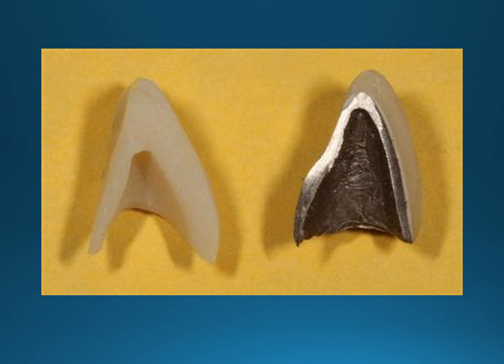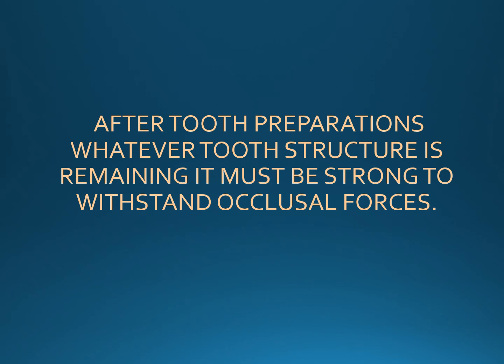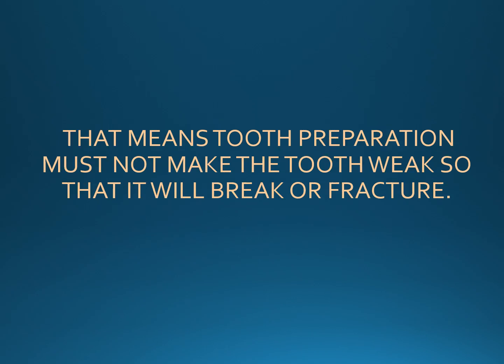This ensures that the tooth structure is not arbitrarily removed, and preparation is done only according to the desired prosthesis. After the tooth preparation, whichever tooth structure is remaining must be strong enough to resist the occlusal forces. This is also very important. We have to make sure that after the tooth preparation, the remaining tooth structure doesn't weaken. This means the tooth preparation must not be so weak that it will break or fracture after tooth preparation.